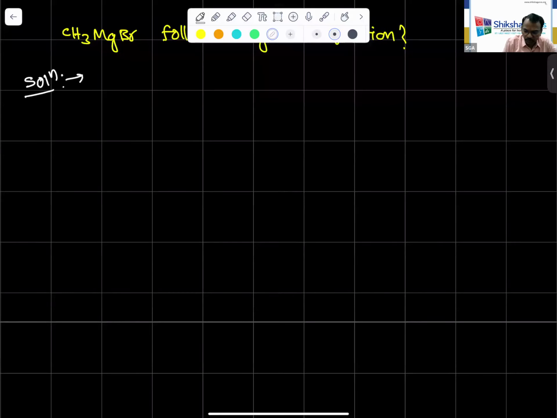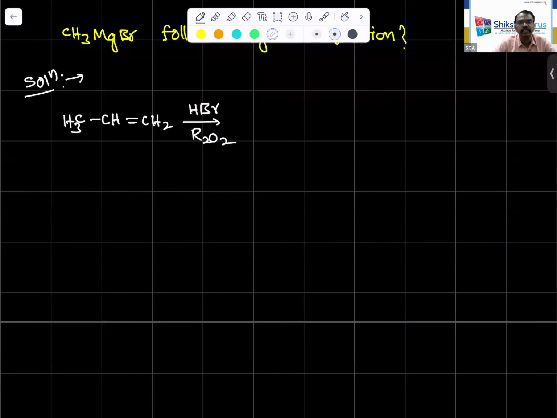You are provided with first propene. It is a propene molecule. It is treated with HBr in the presence of peroxide. We know one important thing: alkene reacting with HBr in the presence of peroxide produces the Anti-Markovnikov product. Therefore, we'll get 1-bromopropane.